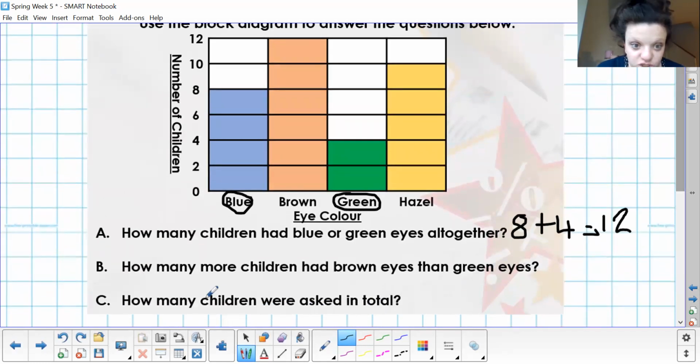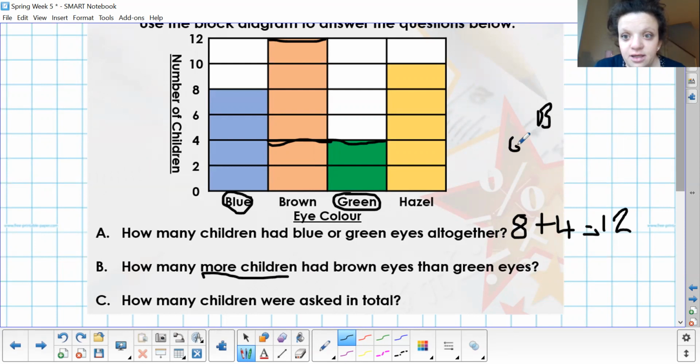Okay, next one, B. How many more children, so this is how many more, that extra bit, how many more children had brown eyes than green eyes? So here's brown, all the way up to here, and here's green. So you've got two choices. You can either look at how much extra brown is than green, which is they're the same, or you can draw your bar model and put brown here, and then green as one part, and what will be the more bit over here. Okay, have a go, pause the screen, off you go.